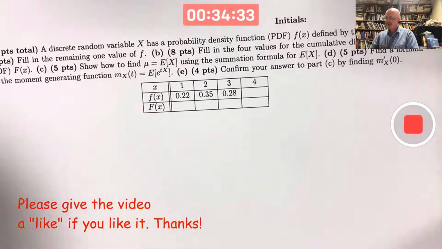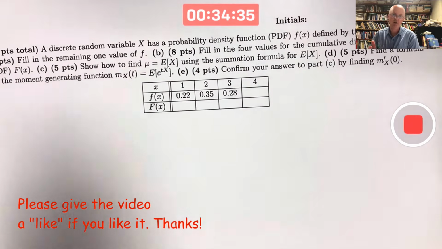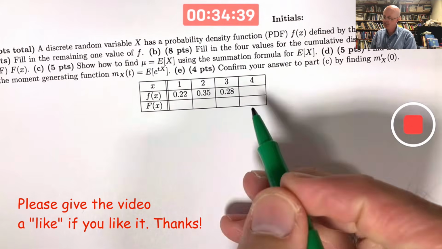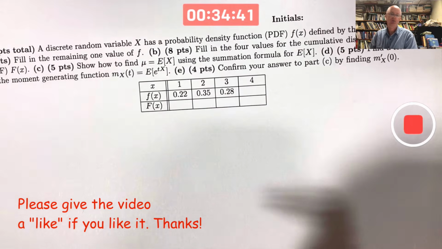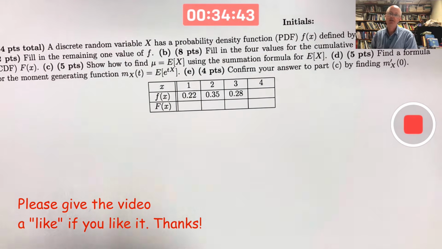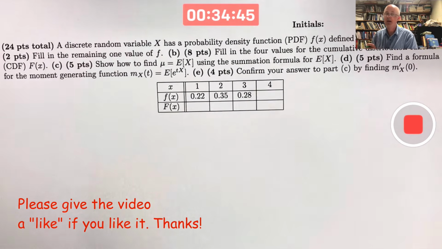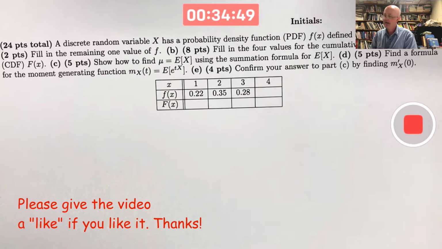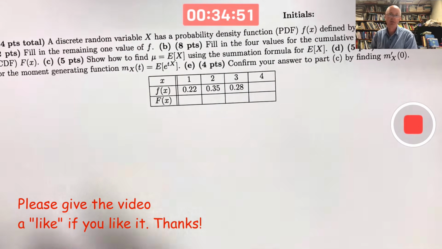All right, 2 more pages, 4 more problems. Here we have a discrete random variable with probability density function, also called probability mass function, f of x defined by this table below. For discrete random variables, little f of x is often called the probability mass function. That's really a better name. The book I use still calls it a probability density function.